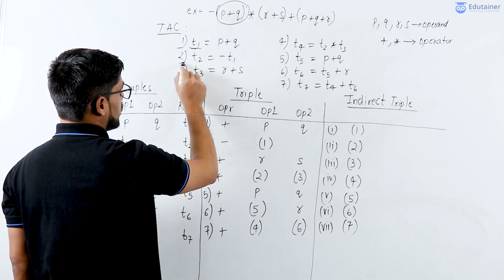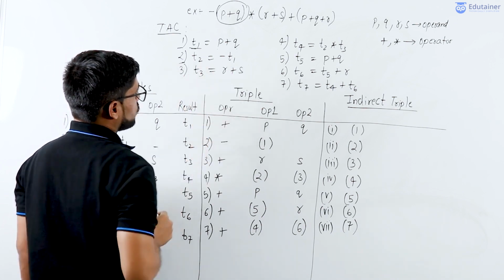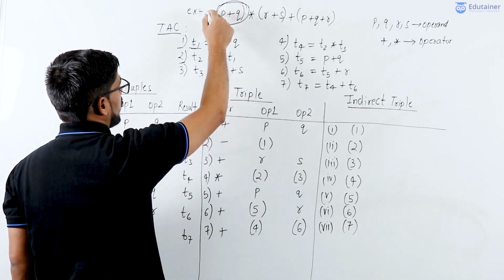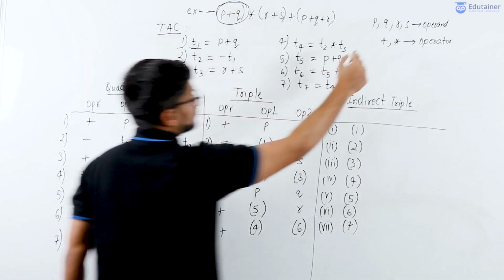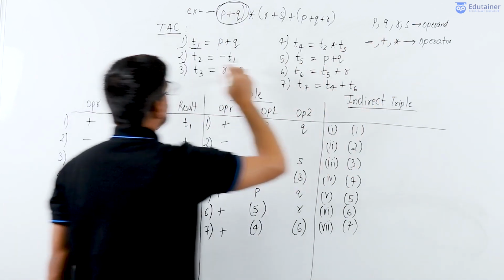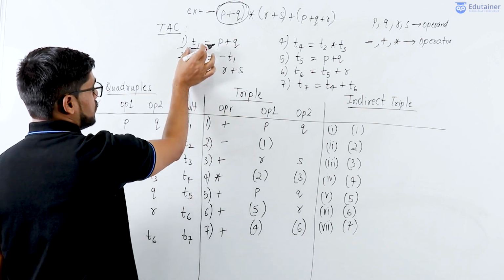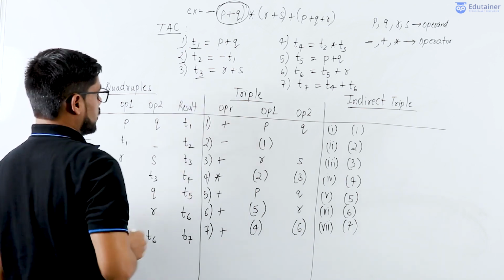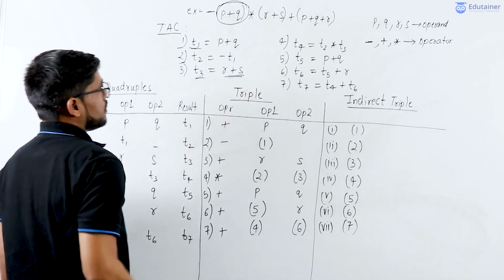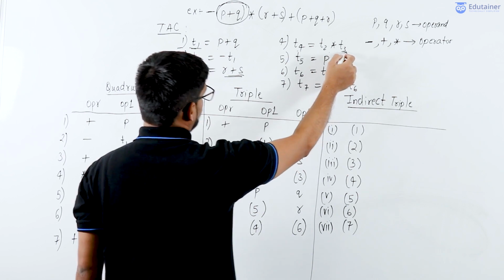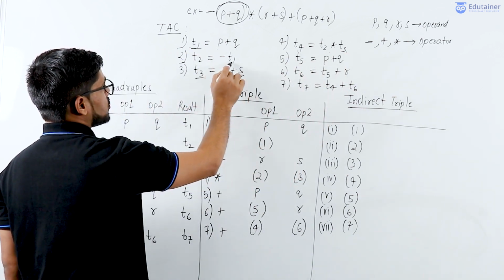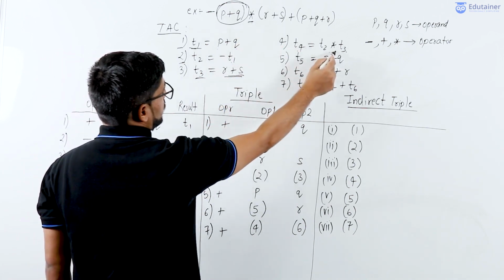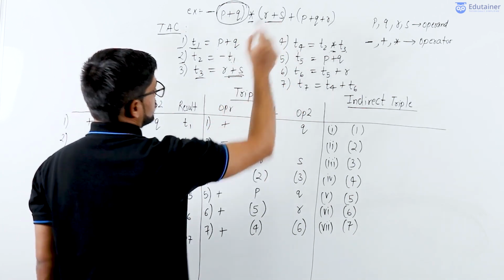Then in the next line, t2 is equal to minus of t1. After that, I add the subtraction symbol. Subtraction is also an operator. The subtraction symbol is applied to the temporary variable t1. The third temporary variable t3 contains the r plus s operation. Then t4 is t2 into t3. What is t2? t2 is minus t1. Minus t1 is minus p plus q, into t3. t3 is r plus s.